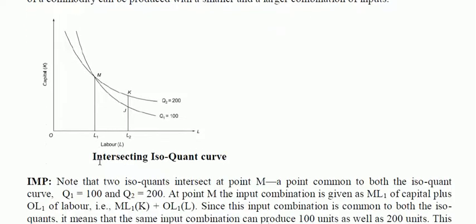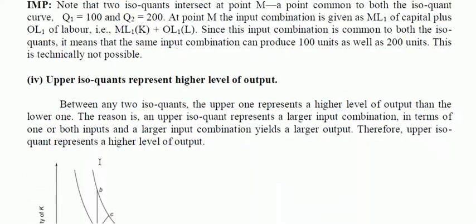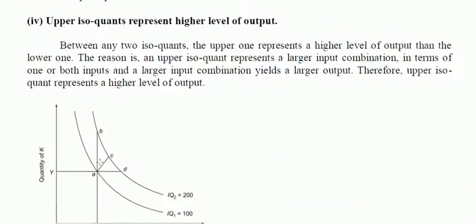This is not possible. Isoquant curves cannot be tangential or intersecting. And the upper isoquant represents a higher level of output. Of these two, 100 we are getting at this isoquant curve, which is at the lower part of the graph, and 200 is at the higher isoquant curve. So if I want to draw 300 units, then I'll draw the isoquant curve above both.